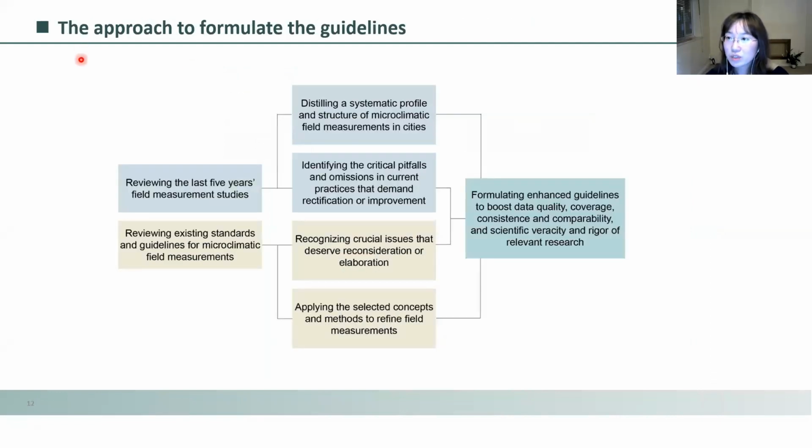This slide is about our approach to formulate the guidelines. We did a comprehensive and detailed literature review. We reviewed the last 5 years of field measurement studies, and we tried to summarize their experience, and we wanted to see if anything can be done better in future studies. And we also reviewed existing standards and guidelines. We tried to recognize crucial issues that deserve reconsideration, and we wanted to extract useful concepts and methods into our field measurement guidelines.